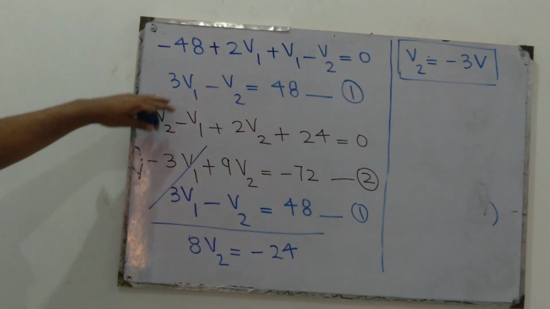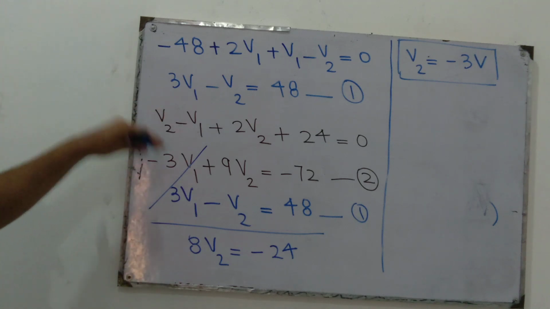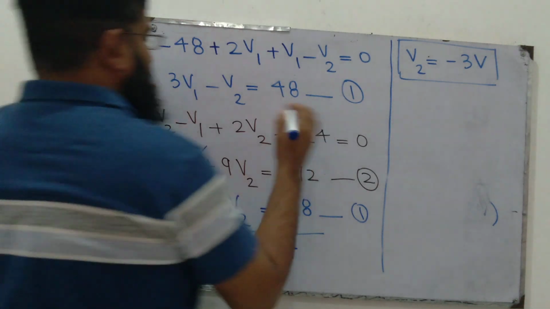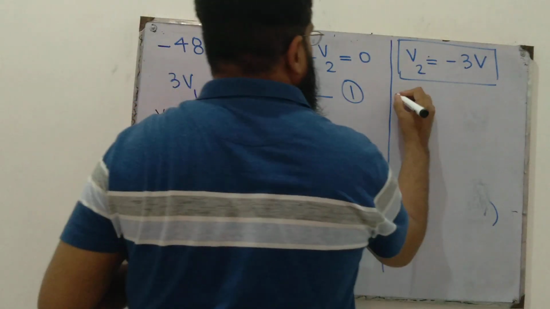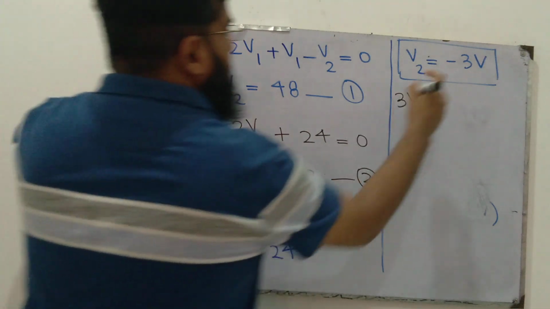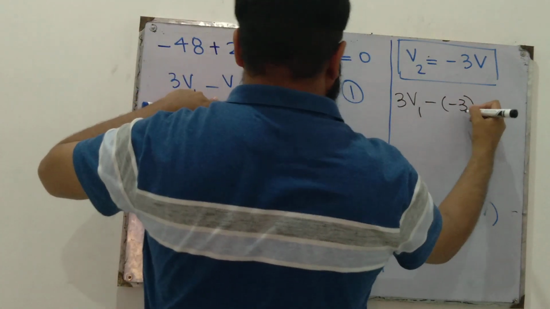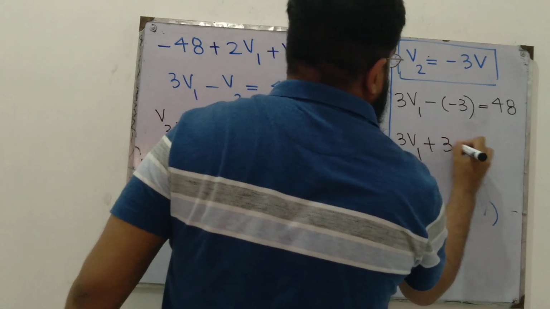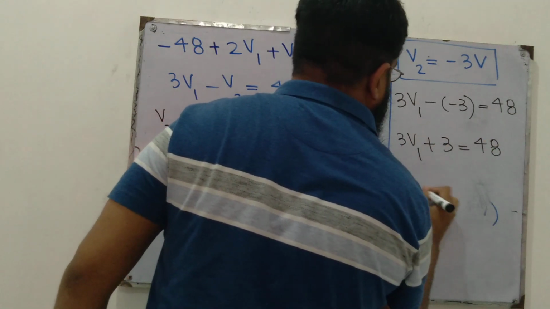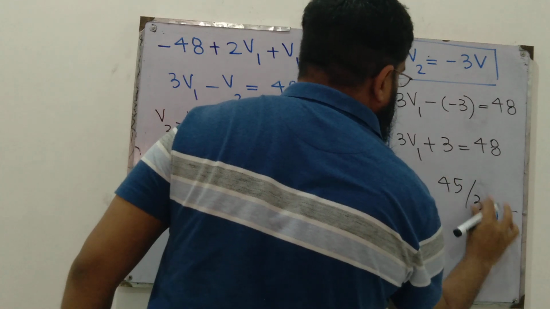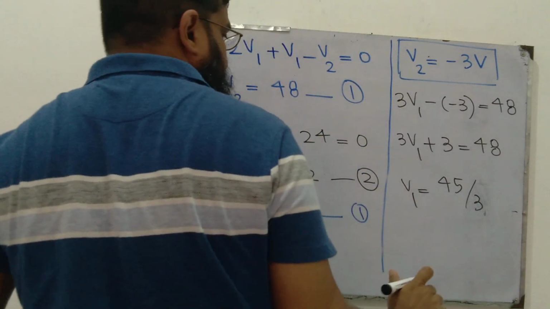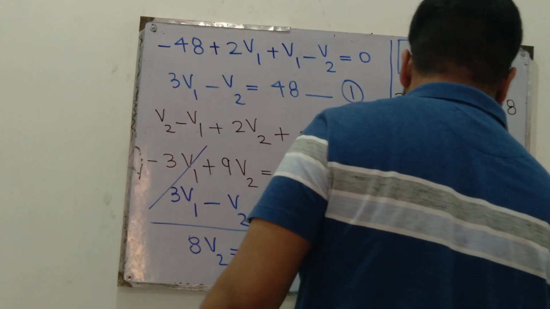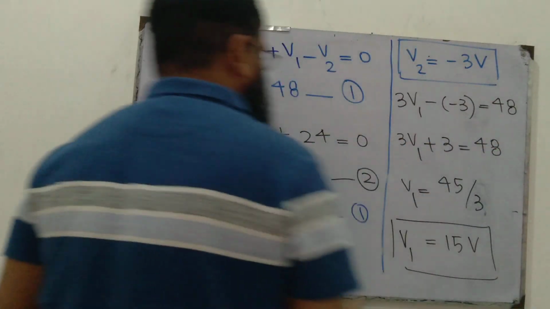The second voltage V1 can be computed by putting the value of V2 in either of these two equations. Let's put it in equation 1. 3V1 minus V2, minus into minus 3, is equal to 48. 3V1 plus 3 is equal to 48. V1 is 45 over 3, which is 15 volts.